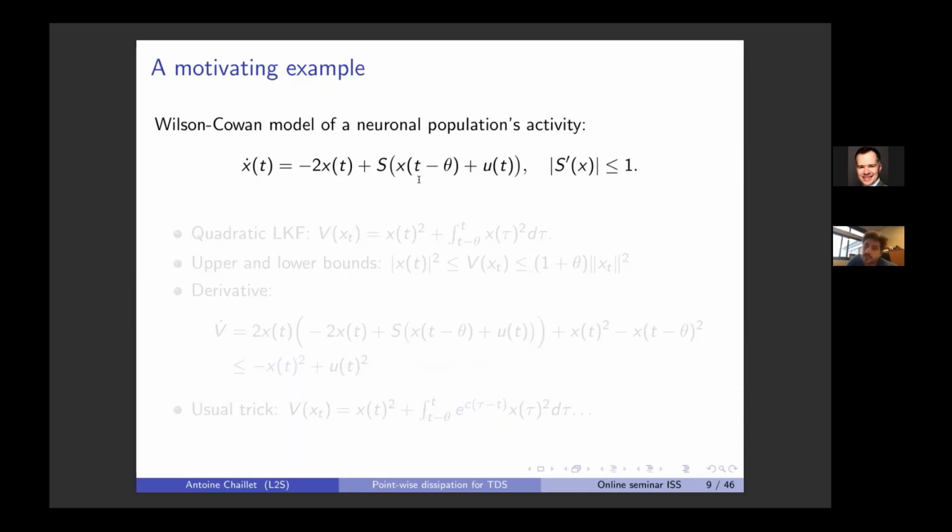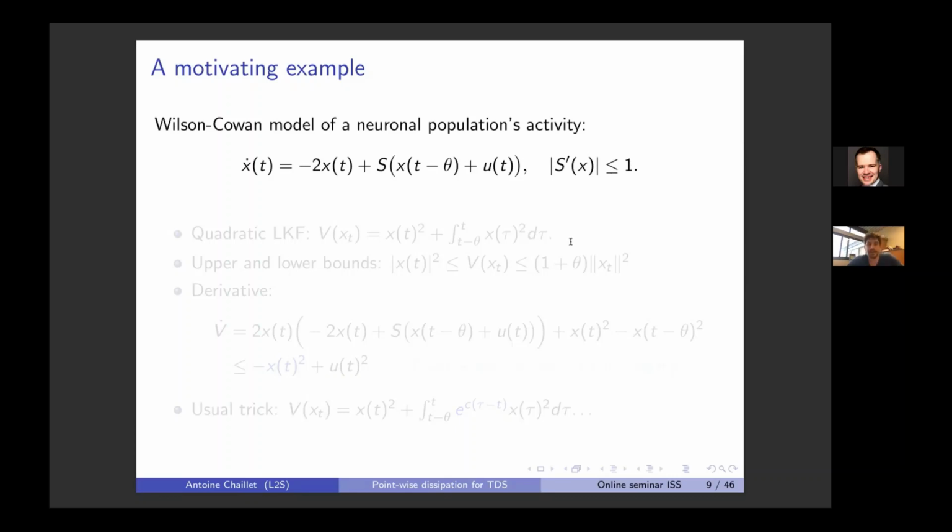And these delay terms represent the fact that the communication between neurons is not instantaneous, but the information has to travel across the axon of the neurons. And the function S is typically a sigmoid function or a saturation, something like this. But anyway, here we assume that its derivative is everywhere below 1. Okay.